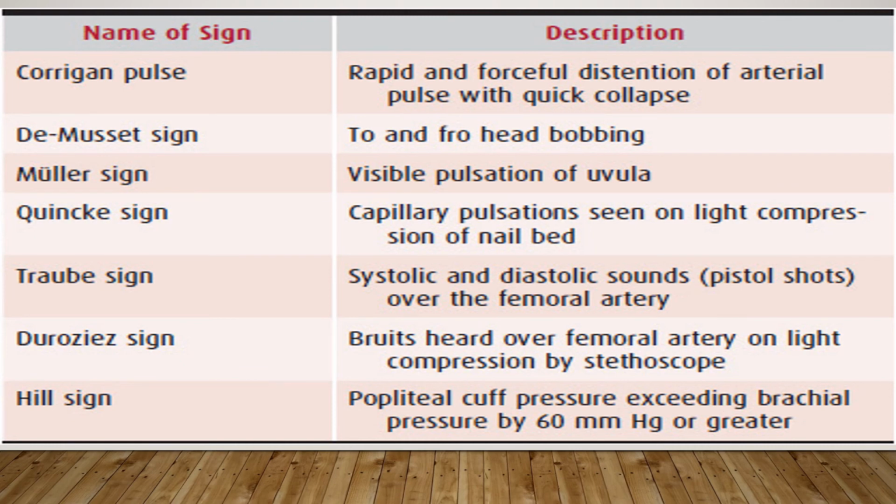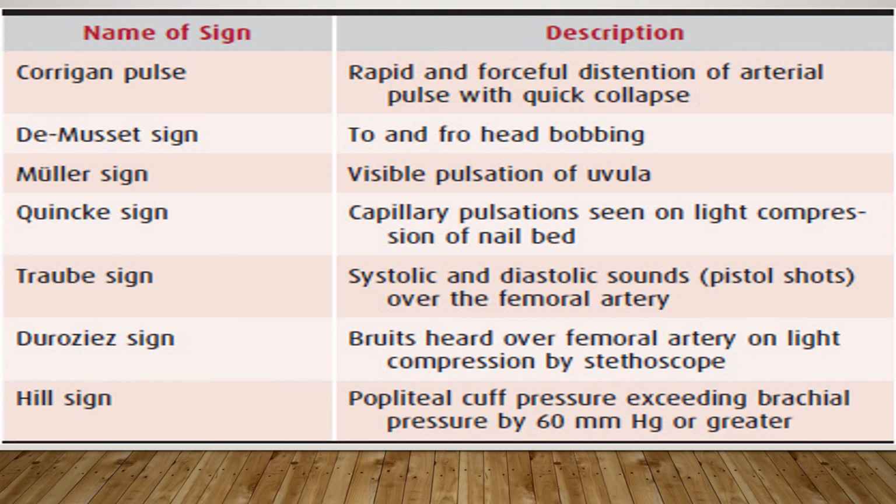The other is Muller sign. Muller sign is a visible pulsation of the uvula during systolic activity of the heart. The other is Quincke sign. This is a capillary pulsation seen on light compression of the nail bed during the heartbeat. The other is Traube sign.